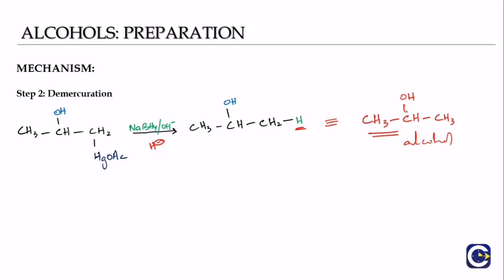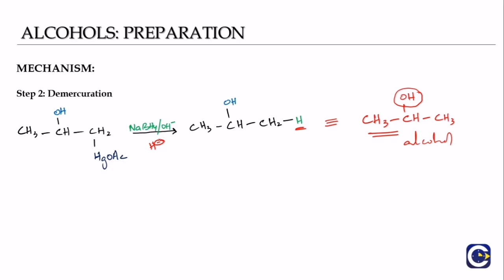So we have to remember that the hydroxyl comes from the water that we added in the oxymercuration step, and the third hydrogen, which removes the mercury from the reaction product of oxymercuration, comes from the borohydride.